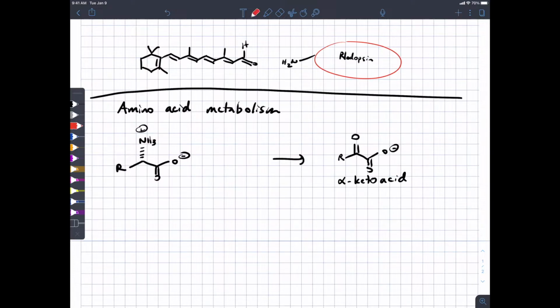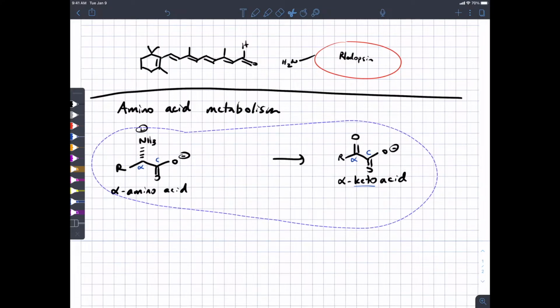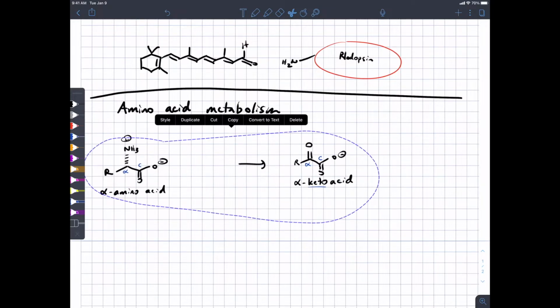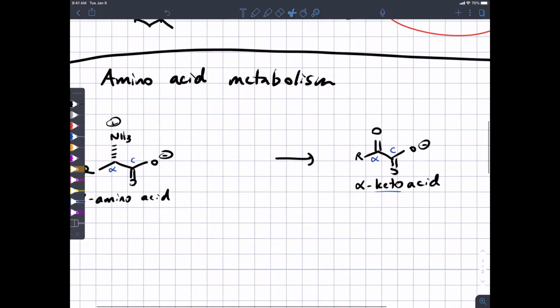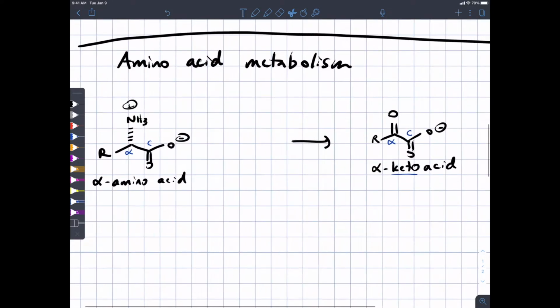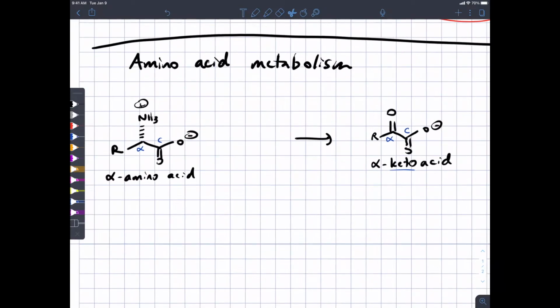It's called the alpha keto acid because you've got the carbonyl carbon of the acid, and then on the alpha carbon you have a ketone. Just like this is called an alpha amino acid. So if I were trying to figure out how to do this reaction, I might say, well, it looks like I need to get rid of the amino group, or the ammonium group, convert it into an alcohol, and then oxidize the alcohol to a ketone. That sort of looks like what I'm doing.